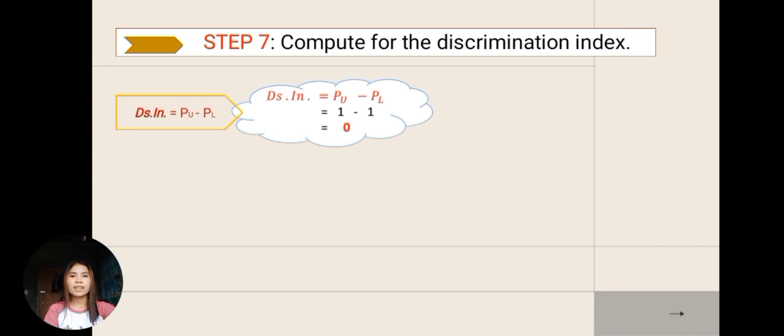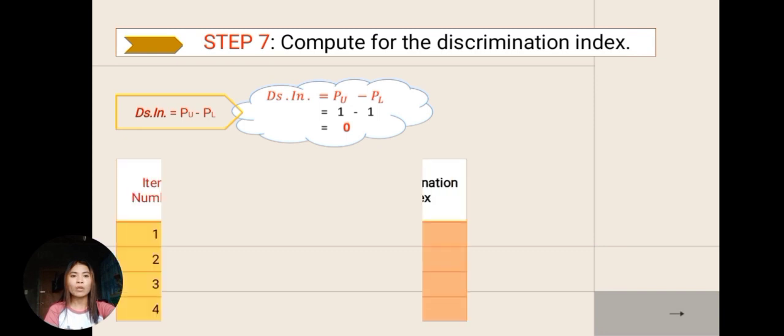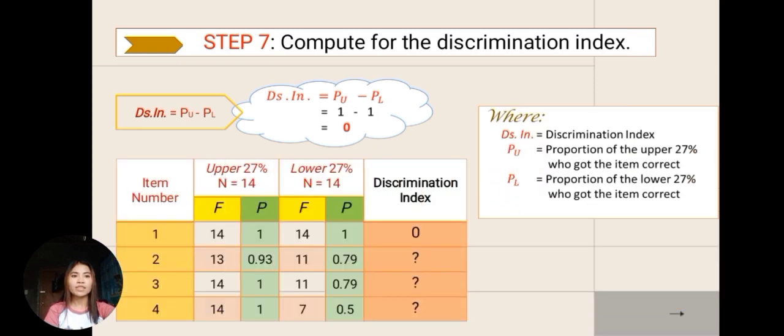Next is step 7. It is to compute for the discrimination index. Computing the discrimination index can be done using the formula DI is equal to P sub U minus P sub L, where DI stands for the discrimination index, P sub U stands for the proportion of the upper 27% who got the item correct, and P sub L is the proportion of the lower 27% who got the item correct.